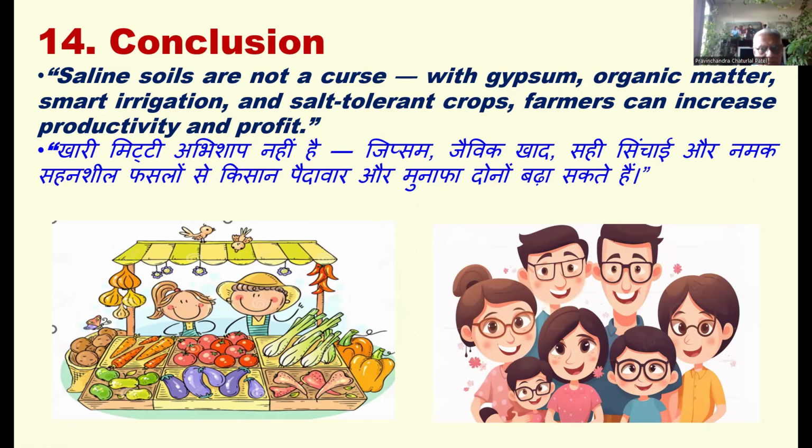So you can see here the farmers have applied gypsum, organic manure, proper irrigation methods, and grown salt-resistant crops. So farmers obtain bumper crop production of vegetables and crops, and they are happy farmer families.